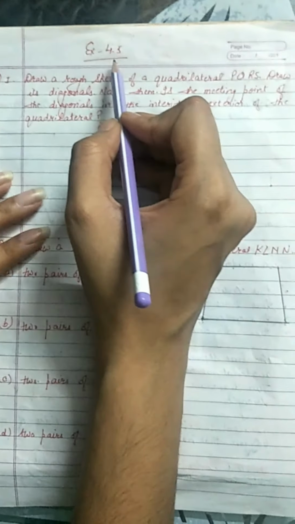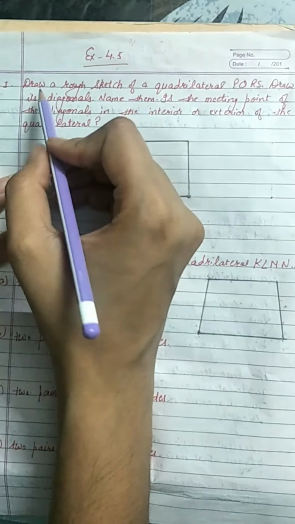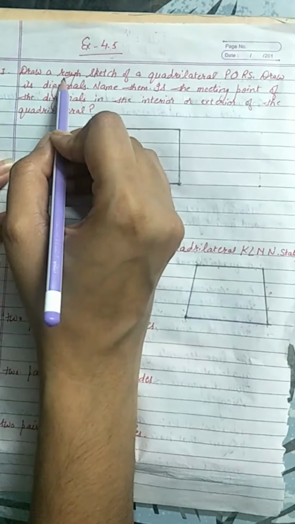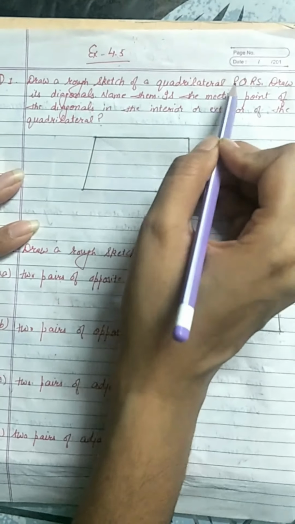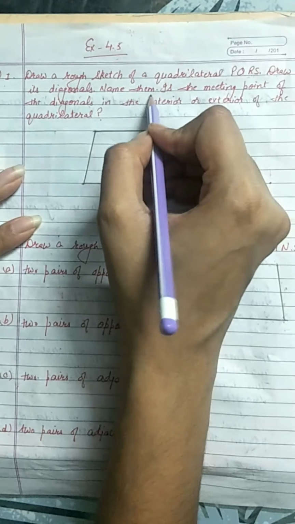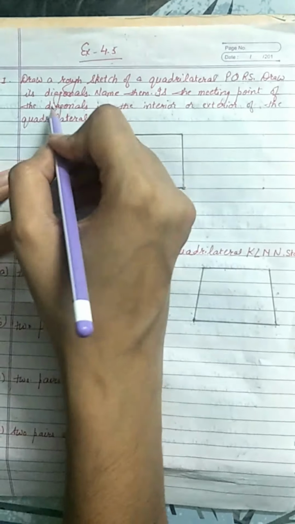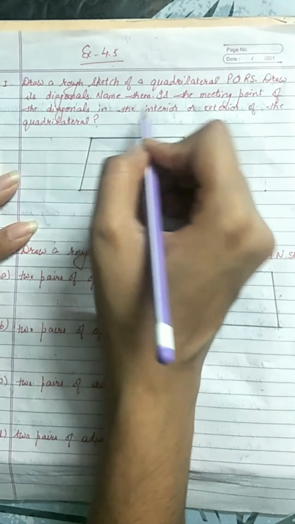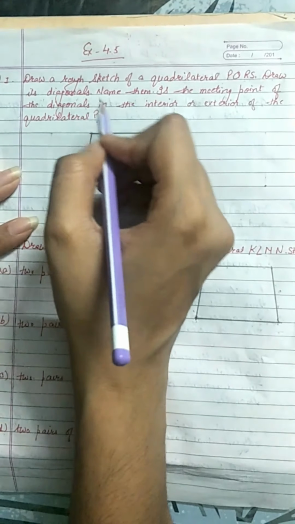Okay. Now let's move on to exercise 4.5. Now see question number 1. Listen very carefully. Draw a rough sketch of a quadrilateral PQRS. Draw its diagonals. Name them. Is the meeting point of the diagonals in the interior or exterior of the quadrilateral?